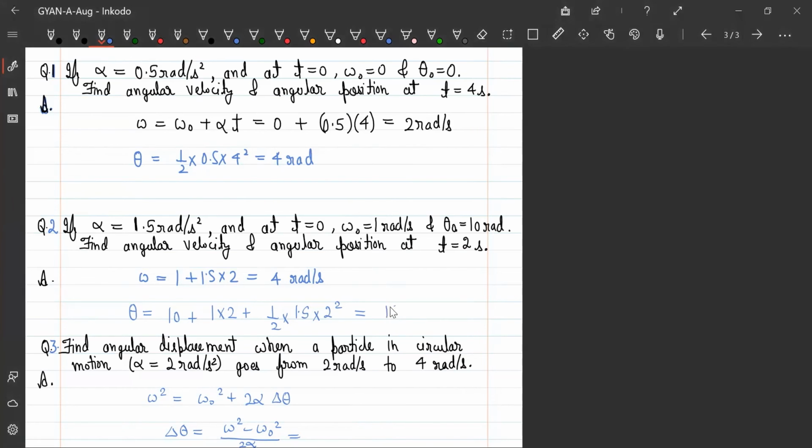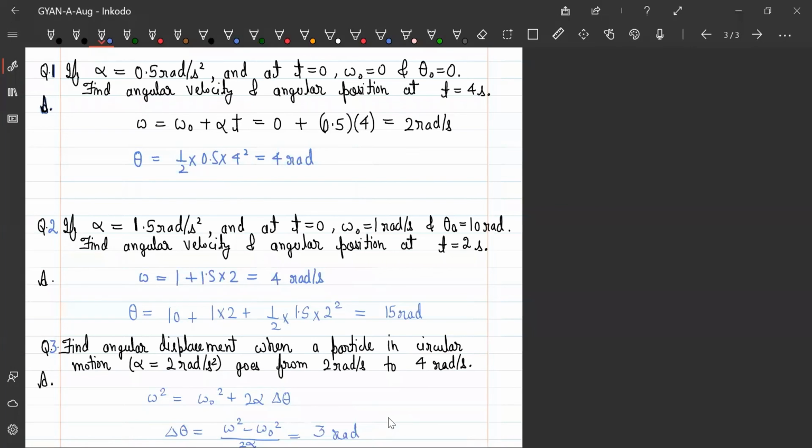This will come as 15 radians, and this one is getting 3 radians. So 4 square minus 2 square, that is 12. 12 by 2, that is 6 by 2, that is 3. 3 radians is correct. 3 radians.